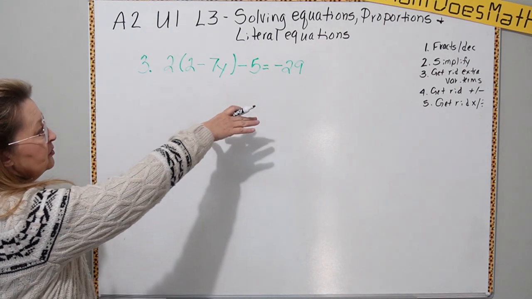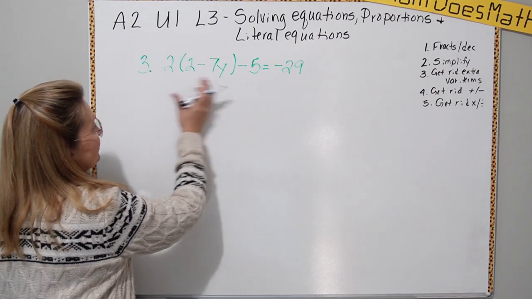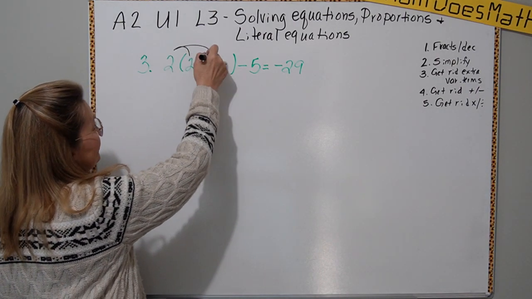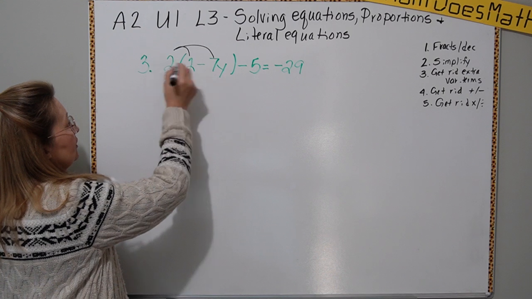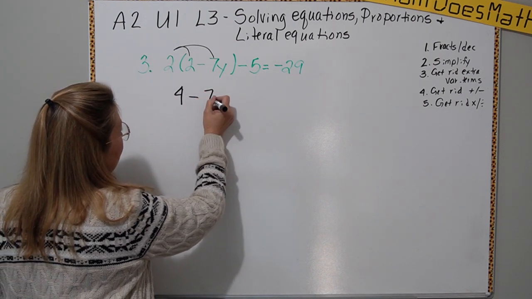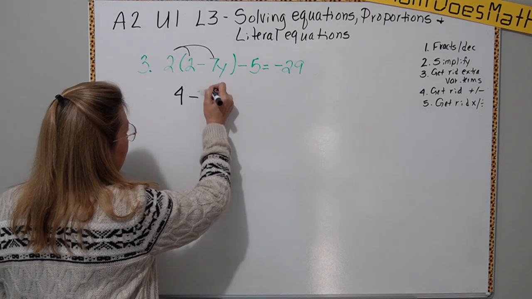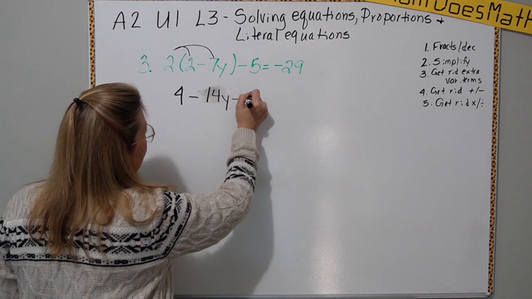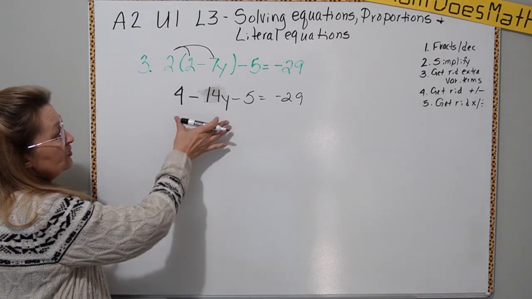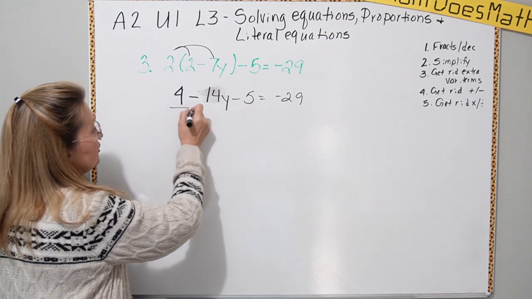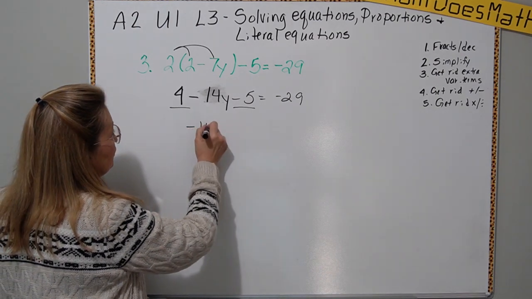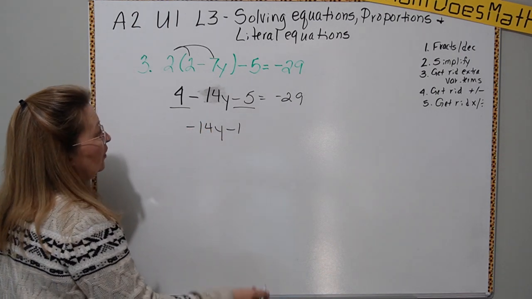There's no fractions or decimals to get rid of, so we're going to look at each side and see if we can simplify. The presence of parentheses always tells you that there's something you can do. So 2 times 2 is 4, and 2 times negative 7y is minus 14y. Minus 5 equals negative 29. Now we're going to simplify some more because we have these two constants. 4 minus 5 leaves you with minus 1.